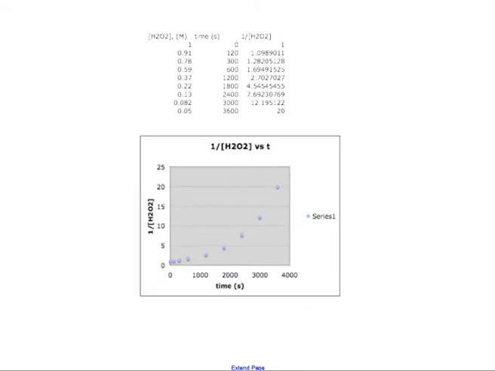Here I'm graphing the reciprocal of the concentration of hydrogen peroxide versus time. Does that look like a straight line with positive slope? Sure doesn't to me. So again, we conclude that it is not second order with respect to hydrogen peroxide. I think you see where this is heading, don't you?